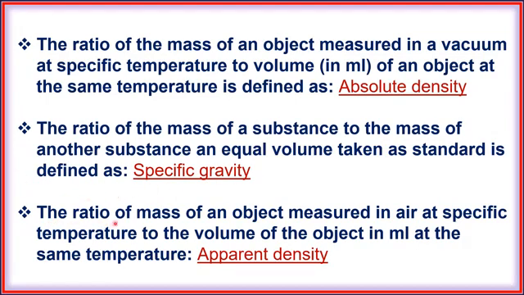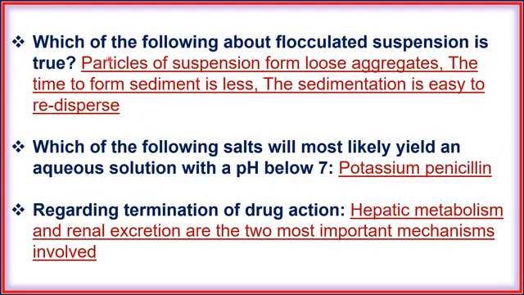Next, the ratio of mass of an object measured in air at a specific temperature to the volume of the object in ml at the same temperature is apparent density. Next, which of the following about flocculated suspension is true? Particles of suspension form loose aggregates. The time to form sedimentation is less. The sedimentation is easy to redisperse.